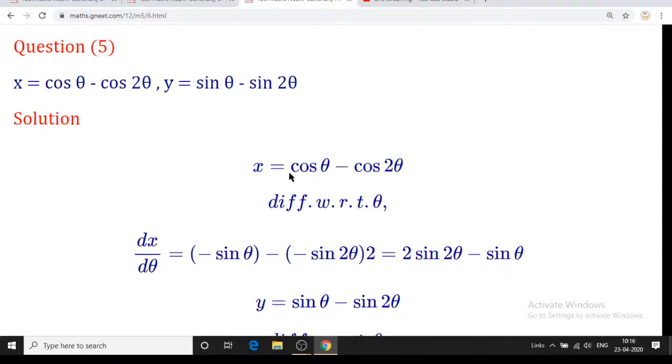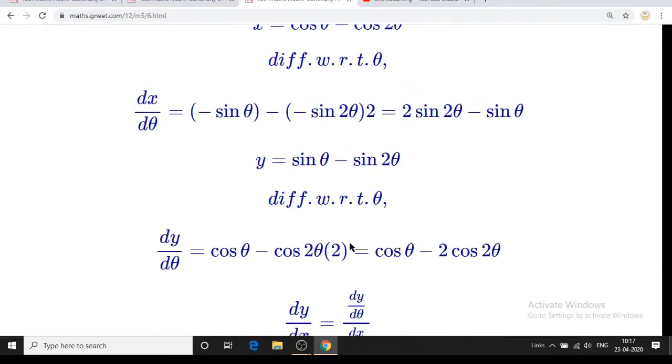x is cos theta minus cos 2 theta. So when we differentiate, the derivative of cos theta is minus sin theta. So this will be minus sin theta minus of minus sin 2 theta into 2. So we get it as minus sin theta plus 2 sin 2 theta. y is sin theta minus sin 2 theta. Differentiating, we get the derivative of sin theta is cos theta minus the derivative of sin 2 theta.